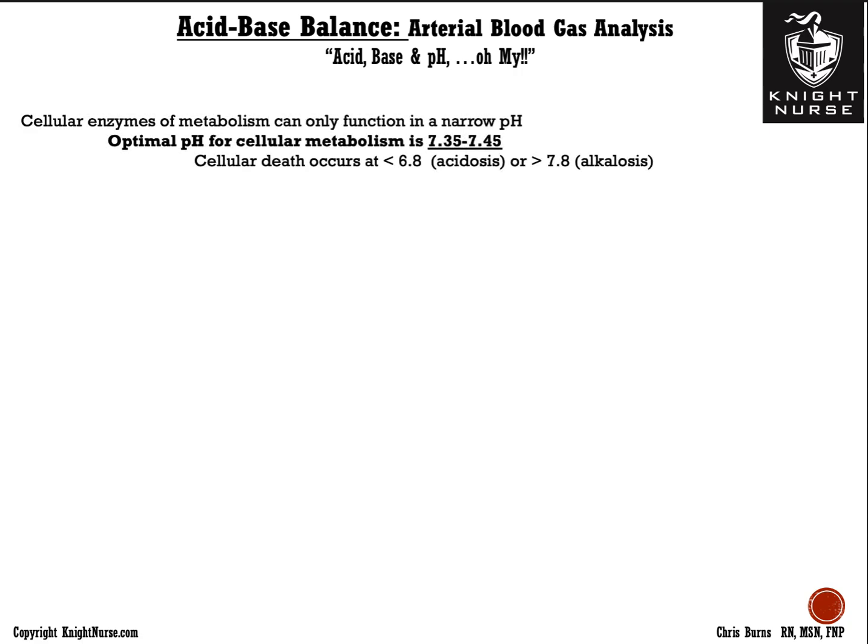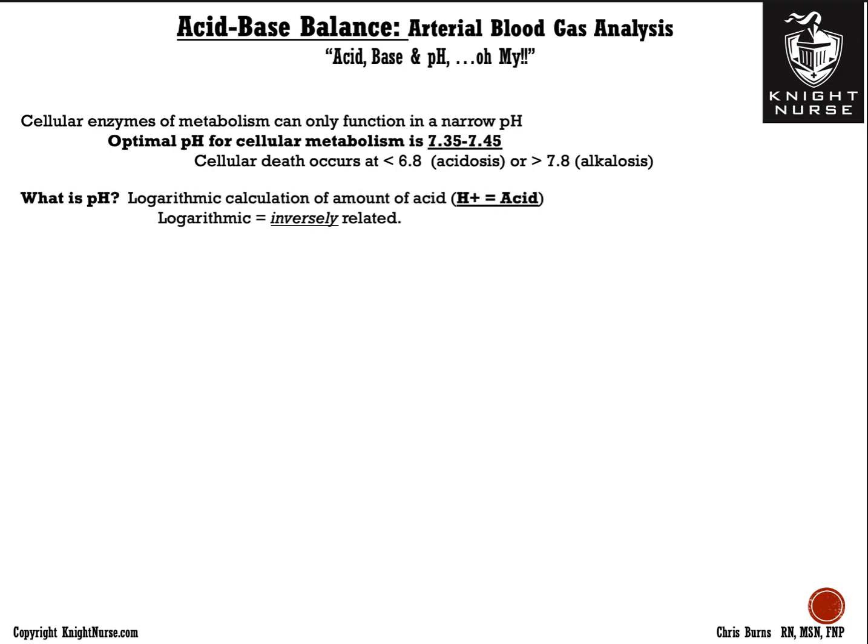So our cellular enzymes can only function in a narrow pH. The optimal pH for cellular metabolism is 7.35 to 7.45. Cellular death occurs if it's below 6.8 or above 7.8. So, a pretty narrow range. What is pH?